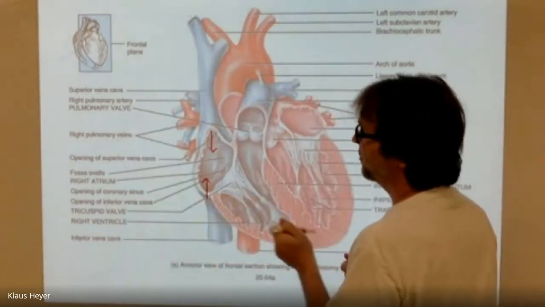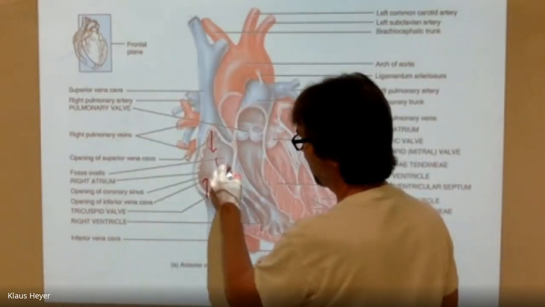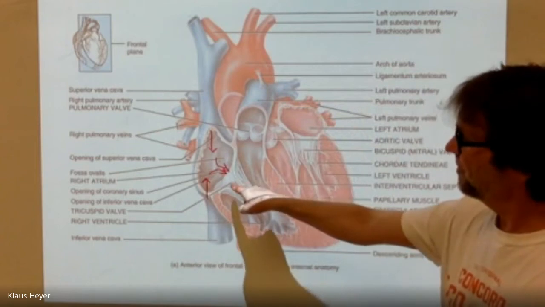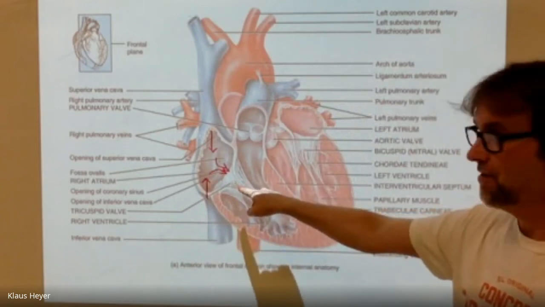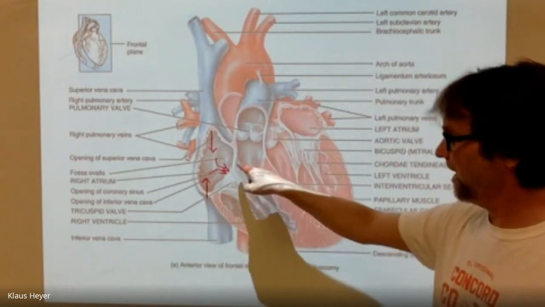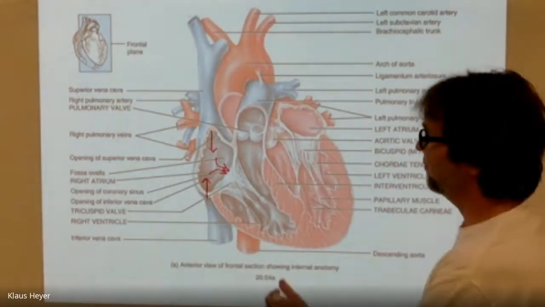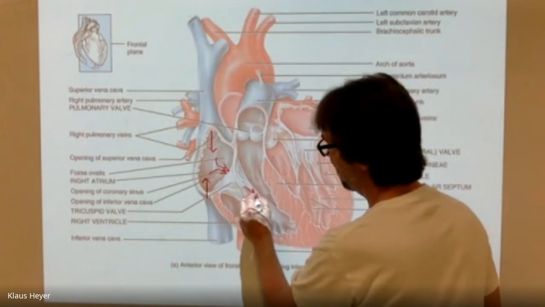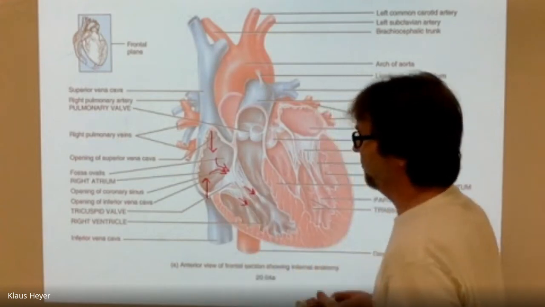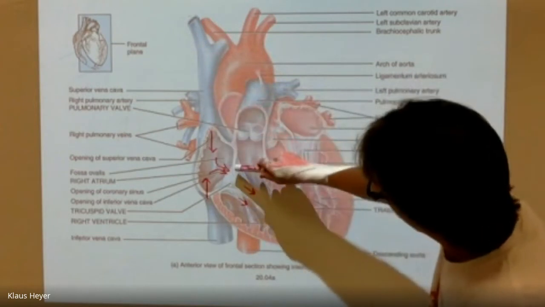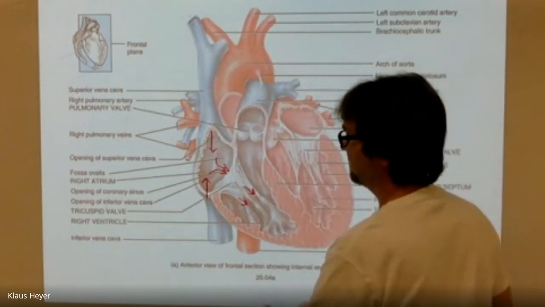The blood's then going to go through that valve. So there's one of your AV valves. There's the tricuspid valve, and the blood's going to go into the right ventricle. So it's coming through here, it's going through the AV valve, going into the right ventricle.